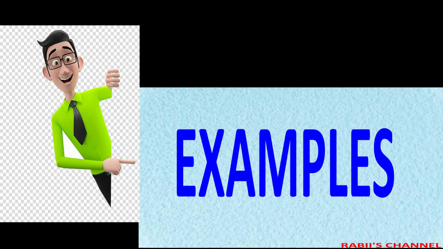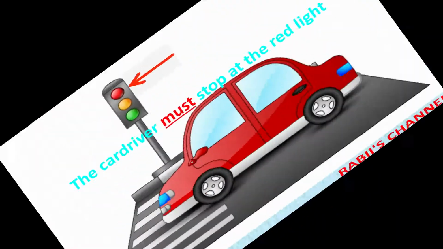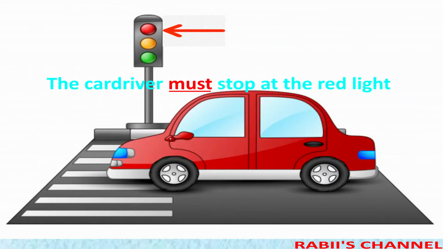Let's take some examples. Example 1. The car driver must stop at the red light. Le conducteur de la voiture doit s'arrêter au feu rouge. So the light is red, so there is an obligation to stop. So he must or she must stop.